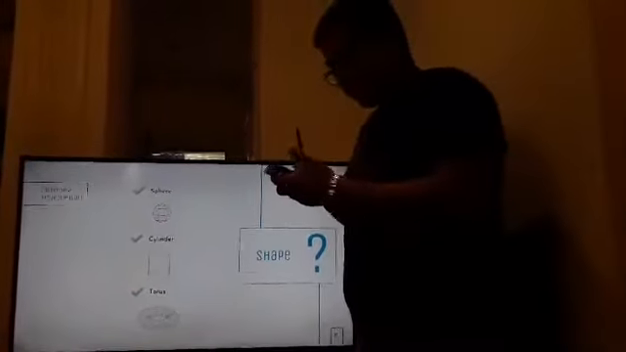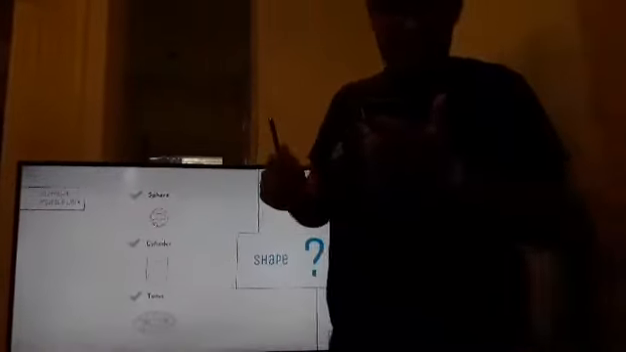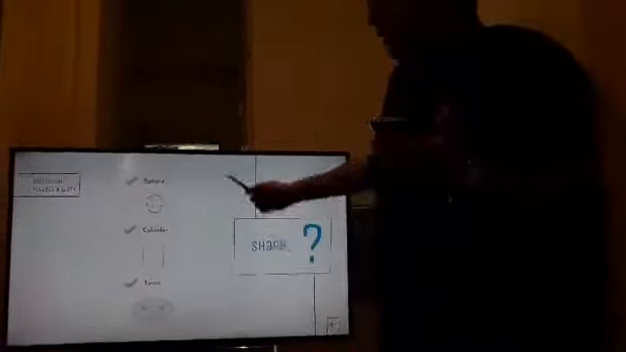Now we're going to talk about the shape. When deciding the shape of the space station, we looked at three possibilities. We have the sphere, the cylinder, and the truss. All these possibilities have some pros and some cons. So we're going to go first with the sphere.